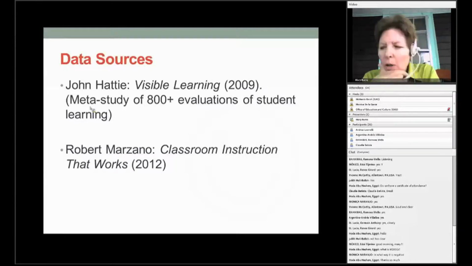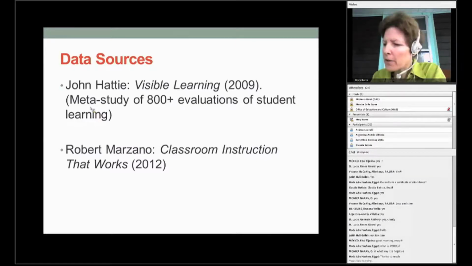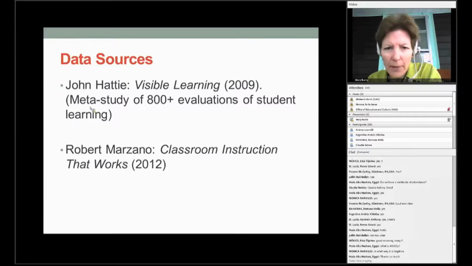I'm drawing all of my information from two really valuable and reliable studies on student learning. These two studies are probably the gold standard of student learning. The first is from John Hattie, a researcher from New Zealand who is based in Australia. He looked at over 800 evaluations from across the globe, examining the factors that impact student learning. He has created a list of all of these in a book called Visible Learning. If you can get a hold of it, you can actually get the PowerPoints online. I would strongly recommend looking at it.